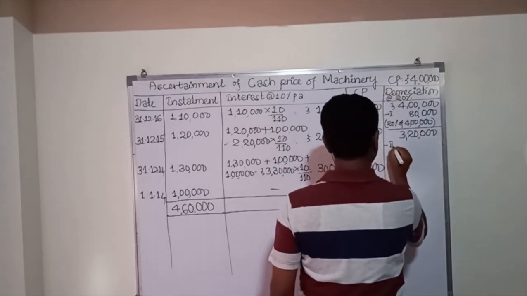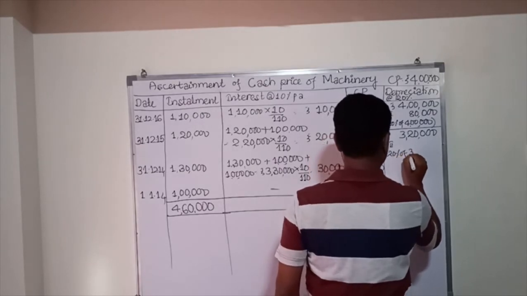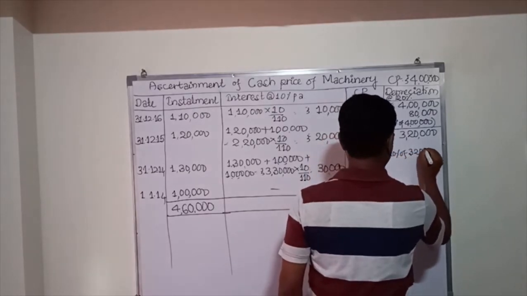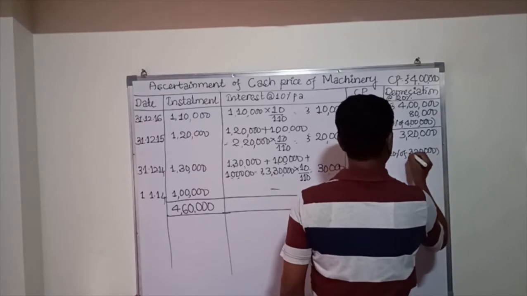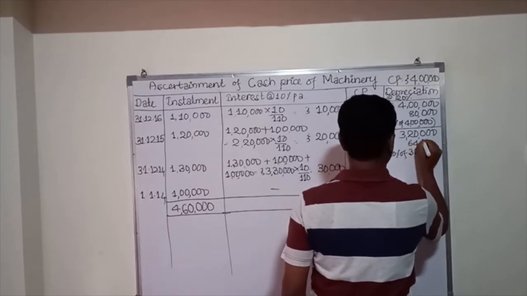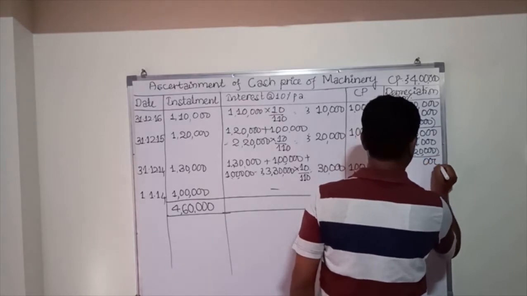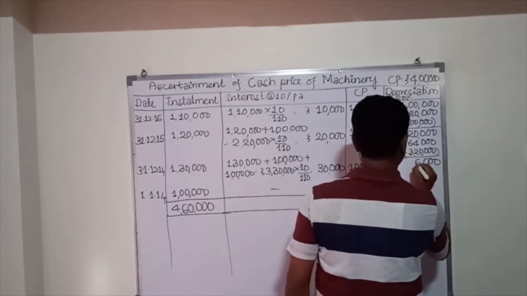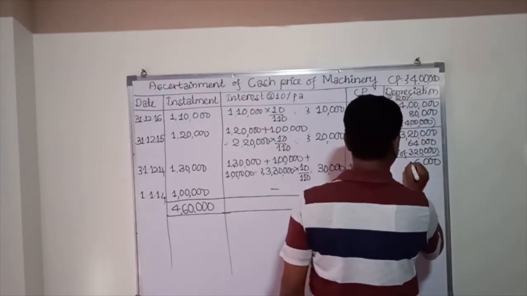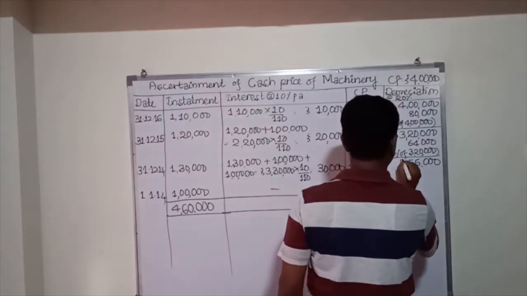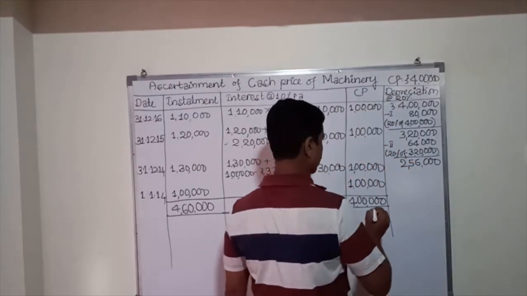Again for the second year we should calculate 20% of rupees 3,20,000, which comes to 64,000 here. So when you deduct here, you are going to arrive at 10 minus 4, 6, carry 1, 12 minus 7, 5, carry 1. So 2,56,000.